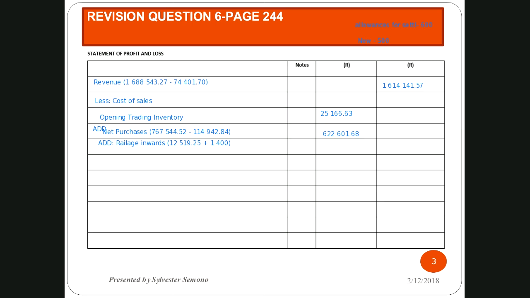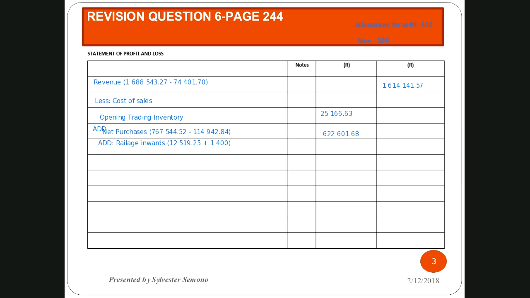13,919.25. Okay. And next time, guys, if we find custom duties, you need to add them like what we did to the railage. Insurance on purchases, any cost that is related to purchases must be added here. But I think this is the only item that is related to purchases.